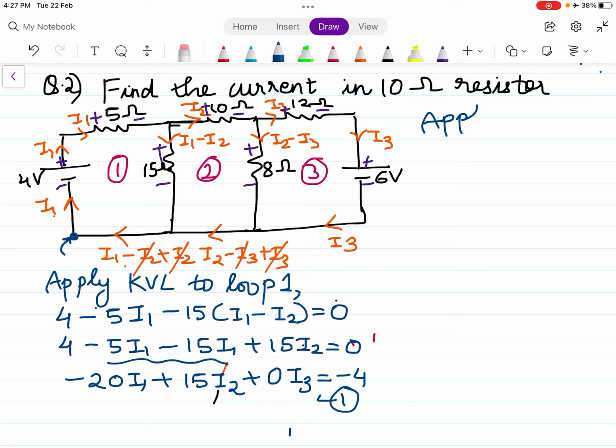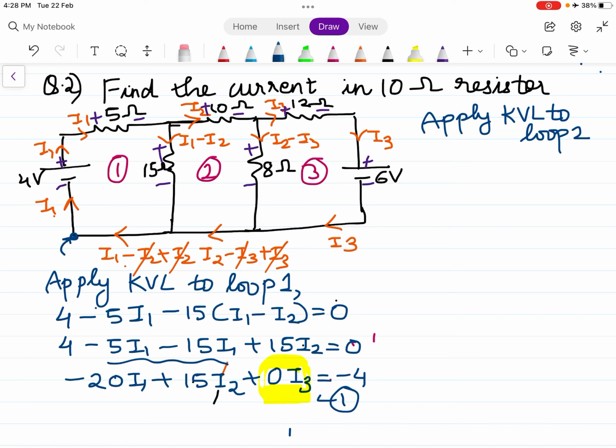Next, apply KVL to loop number 2. Why do we write 0 I3 here? Because in the calculator the third variable also has to be entered. So if we write only minus 4 in the calculator, the answer will go wrong. So for safety we write 0 I3 so that we remember to put a 0 in place of the I3.